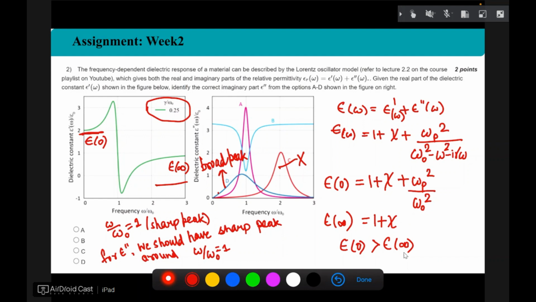Between A and B, B is possible only if we have some gain. There is nothing mentioned here regarding a gain medium, so we are considering that there is some absorption. For absorption, there cannot be a negative dip or negative sharp peak. So option A is correct, which has the sharp resonance at omega by omega naught equals 1.